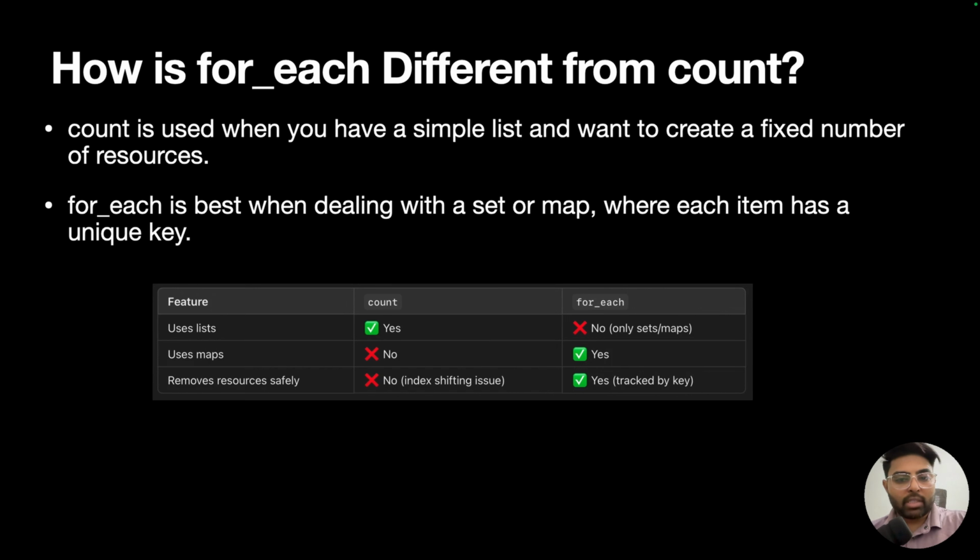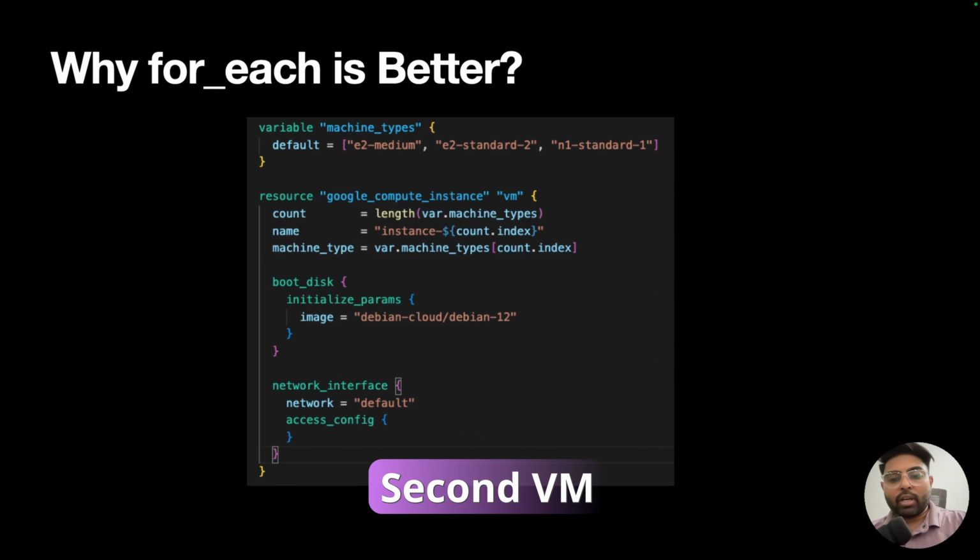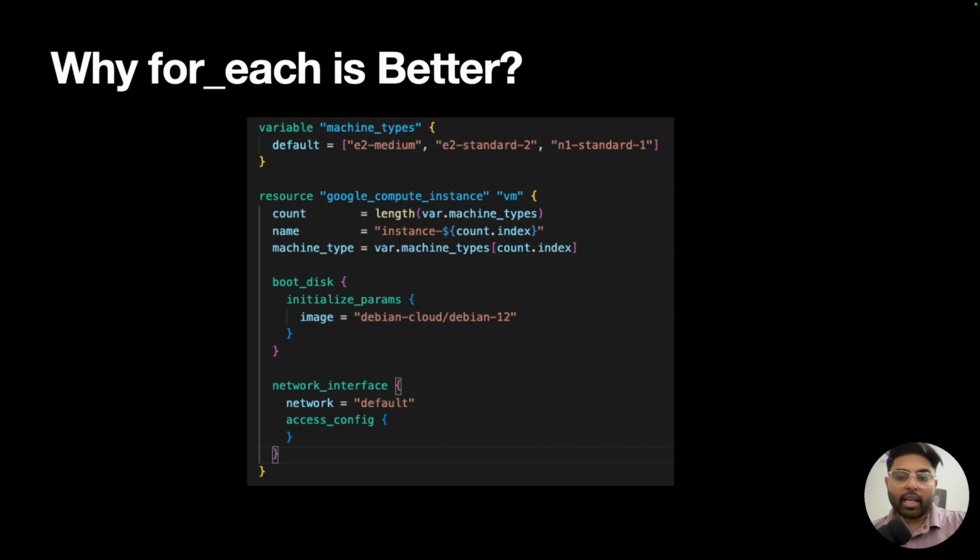And one of the major reasons why for_each is preferred is that for_each removes Terraform resources safely. Let's see this with an example of why for_each is better. Please have a look at this Terraform configuration carefully. If you remove a VM from the list, Terraform will recreate all the VMs due to index shifting. for_each ensures that each instance is uniquely identified by its key, preventing unnecessary recreations. This makes for_each the preferred choice for managing named resources like compute instances.